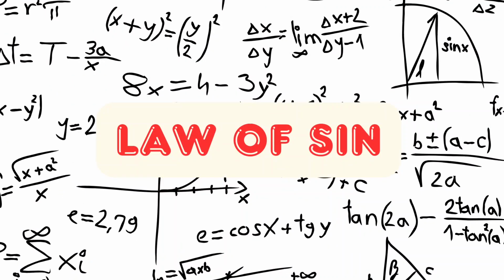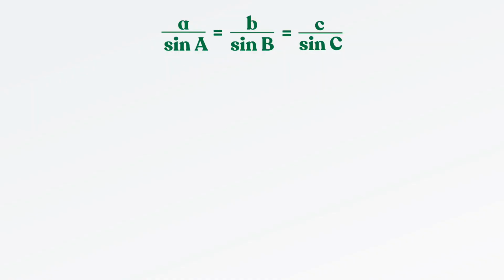And our third topic is the law of sines, which relates the lengths of the sides of a triangle to the sines of their opposite angles. It is expressed as a over sine A equals b over sine B equals c over sine C, where a, b, and c are the lengths of the sides opposite angles A, B, and C respectively.